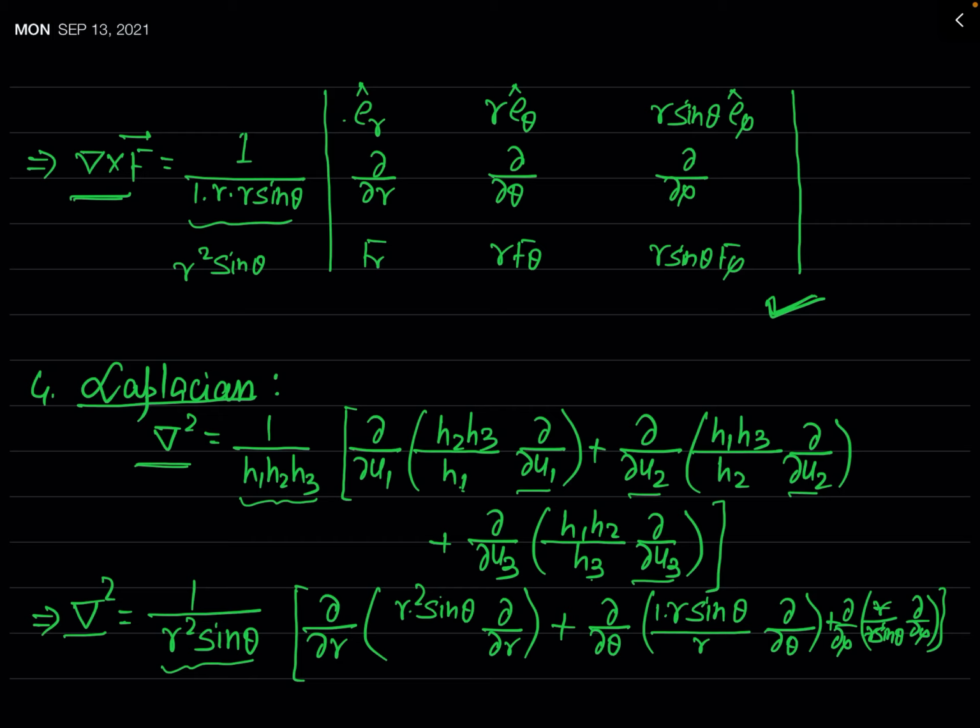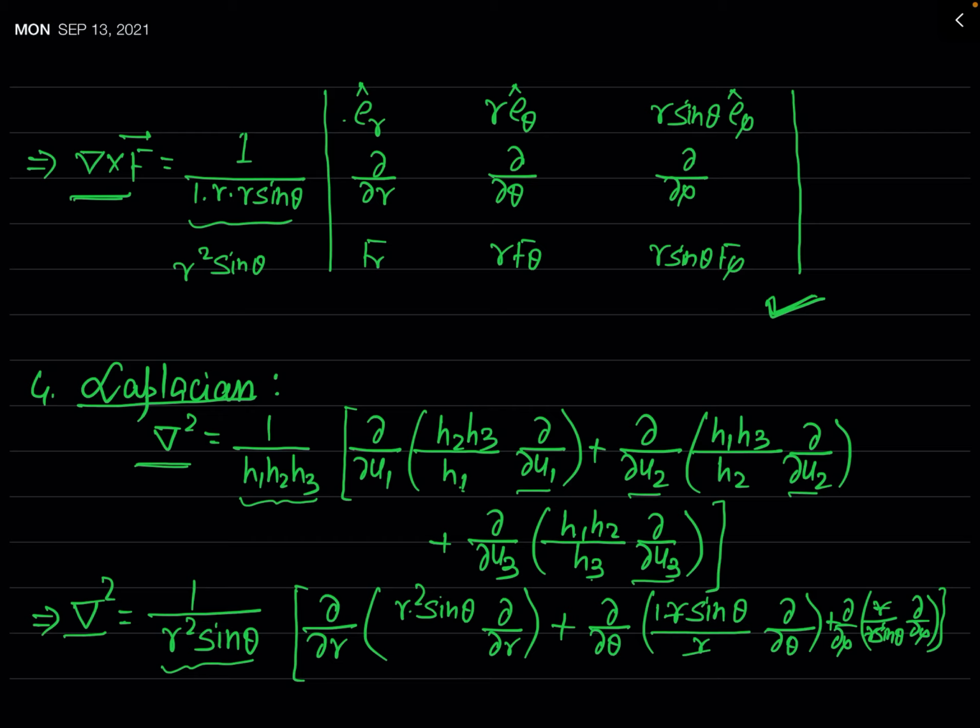Now del u2 will be del theta, and h1 h3 by h2: h1 is 1 and h3 is r sine theta, divided by h2, which is r. So this r and this r will cancel out, you can see here, and del theta. And the third term will be del phi, and h1 h2 by h3. You can see h1 is 1 and h2 is r, so in the numerator there is r, divided by h3 which is r sine theta. So r and r will again cancel out.